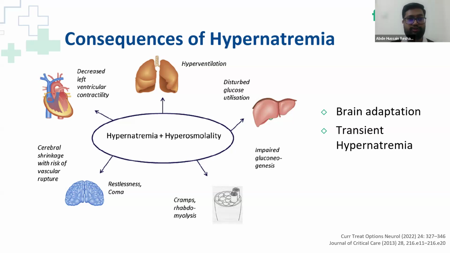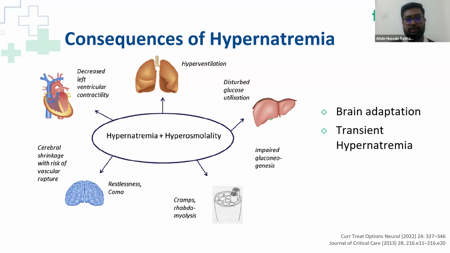Now, talking about the hypernatremia and its effect on the brain. So now, what does hypernatremia lead to? It sucks the water from the intracellular fluids. So all the water that is in the intracellular level comes out into the extracellular space, and there's essential cell shrinkage.